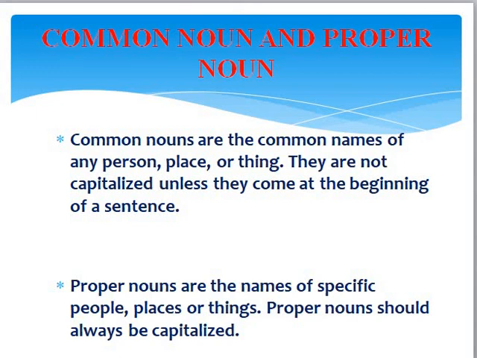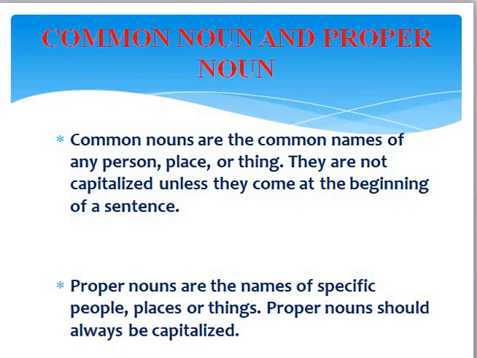Proper noun, now unlike common nouns, proper nouns are the names of specific people, places or things, and they are always written with a capital letter, irrespective where they come in the sentence. They may come at the starting, they may come in the center, they may come at the end. It does not matter. A proper noun is always written with a capital letter.